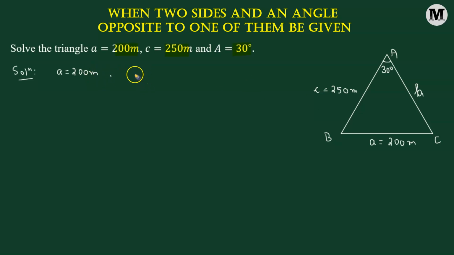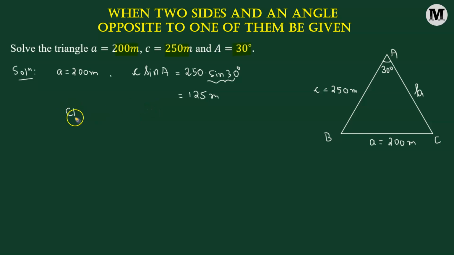Then we're going to consider the other side, which is side c, and multiply it by the sine of the angle A. So we find c times sine of angle A. The c value given is 250 meters, multiplied by sine of angle A, which is 30 degrees. Now we know that sine 30 degrees is 1/2. So 250 multiplied by 1/2 gives us 125 meters.